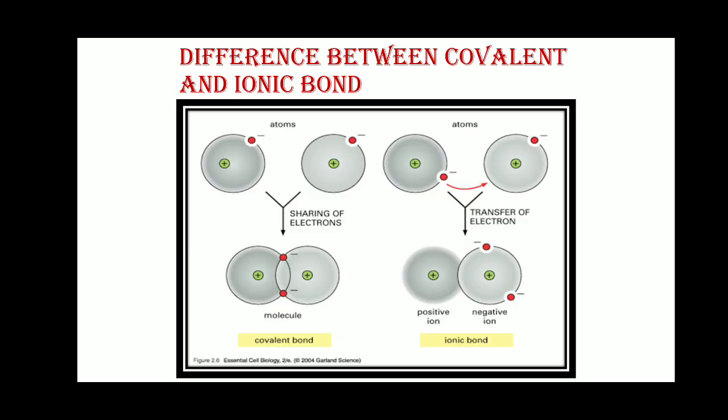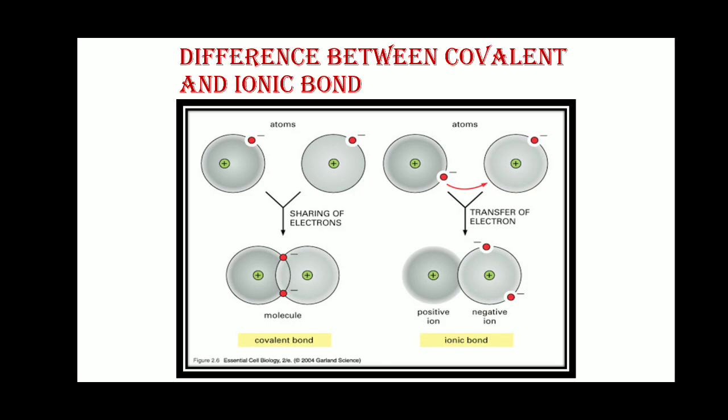Now next, there is a difference. What is the difference between covalent bond and ionic bond? Ionic bond is formed by the transfer of electrons, meaning one electron is transferred from one atom to another. So when transfer of electron takes place, an ionic bond is formed, and after the transfer of electron, one cation is formed, that is the positive ion, and one anion is formed, that is the negative ion.